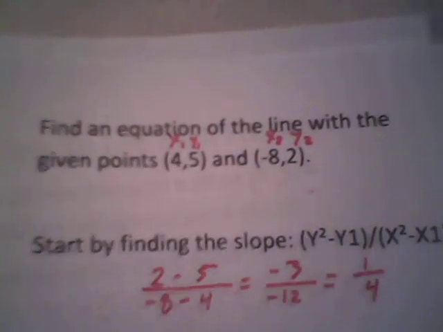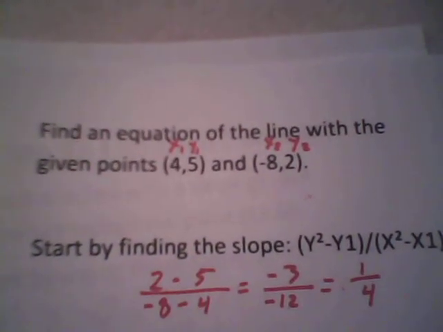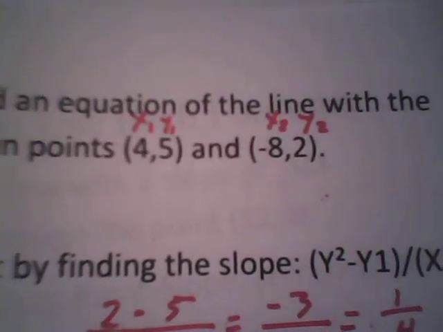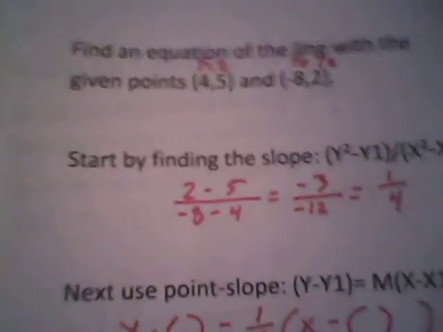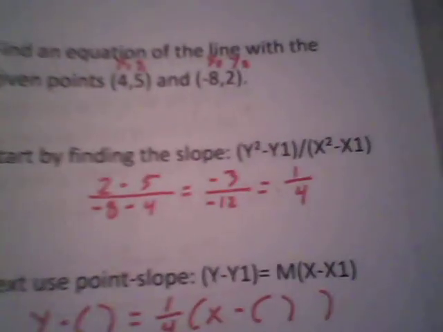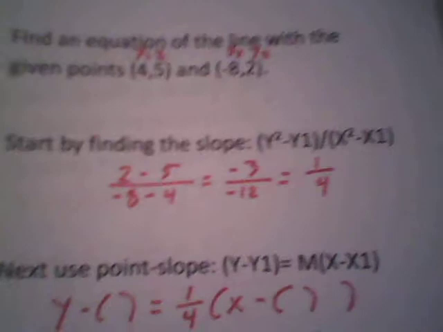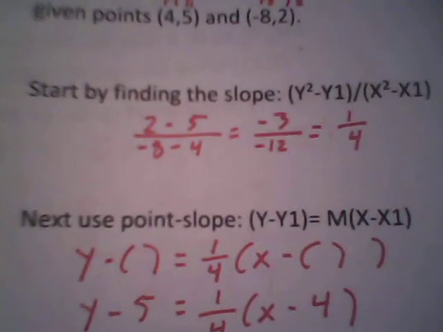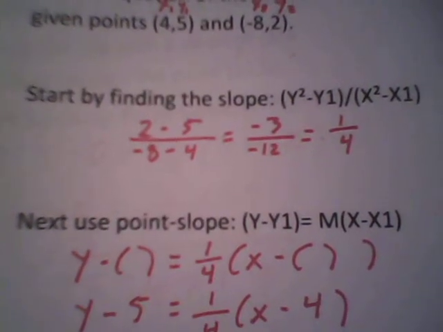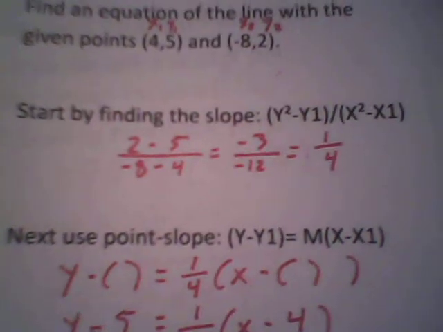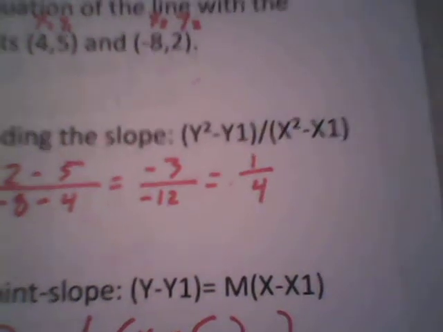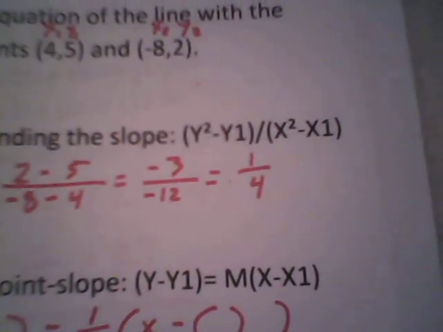Find an equation of the line with the given points of 4, 5, and -8, 2. Notice I labeled x1, y1, and x2, y2. So the first thing we're going to do is start by finding the slope. So remember slope formulas, y2 minus y1 divided by x2 minus x1. So I plugged in my y2 minus y1, so 2 minus 5 over x2 minus x1, which is -8 minus 4. So 2 minus 5 gave me -3 divided by -12, which just becomes 1/4. Remember, negative divided by negative is positive.